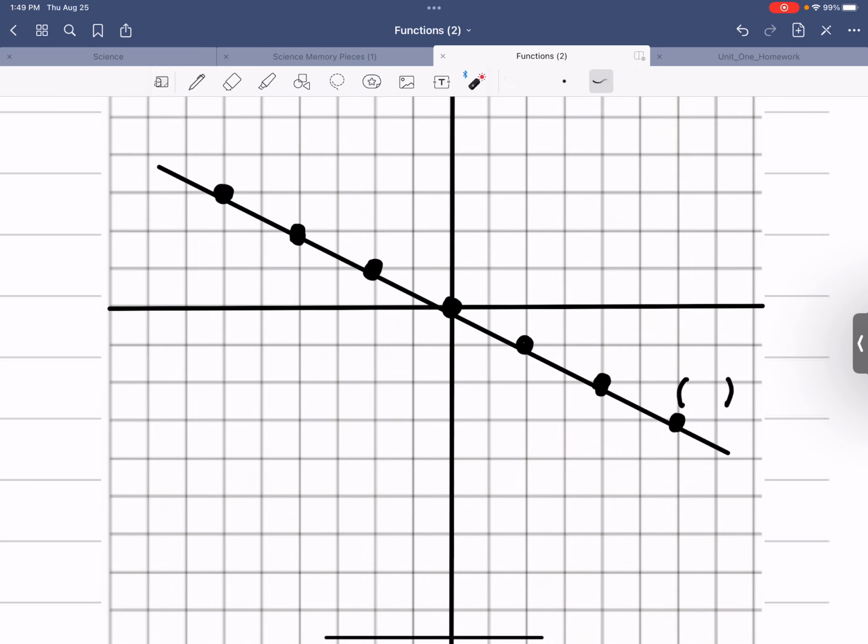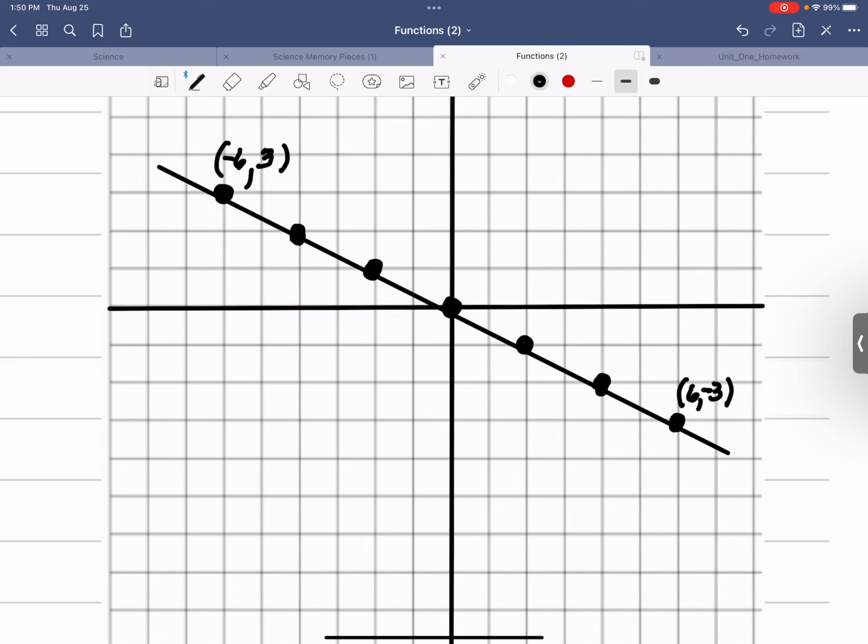And so to get to this point, I would go 1, 2, 3, 4, 5, 6 to the right. That's positive 6. And from that positive 6, I would drop down 1, 2, 3. So 6, negative 3, excuse me. So that's that last point. And then let's get this point. Starting from origin, I will go back 6 spaces, negative 6, positive 3.